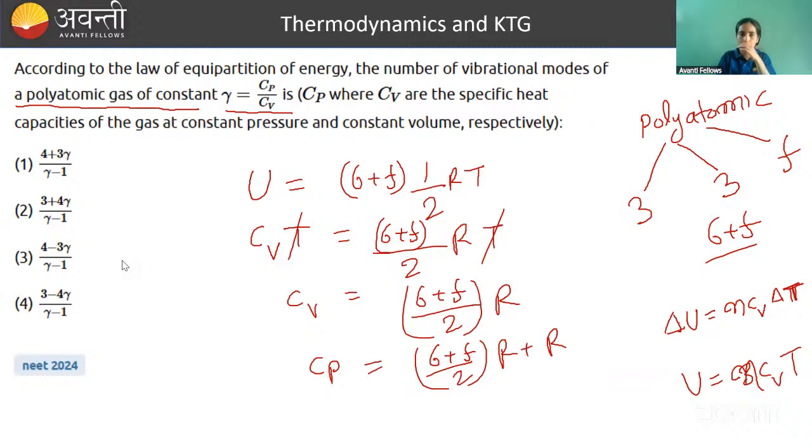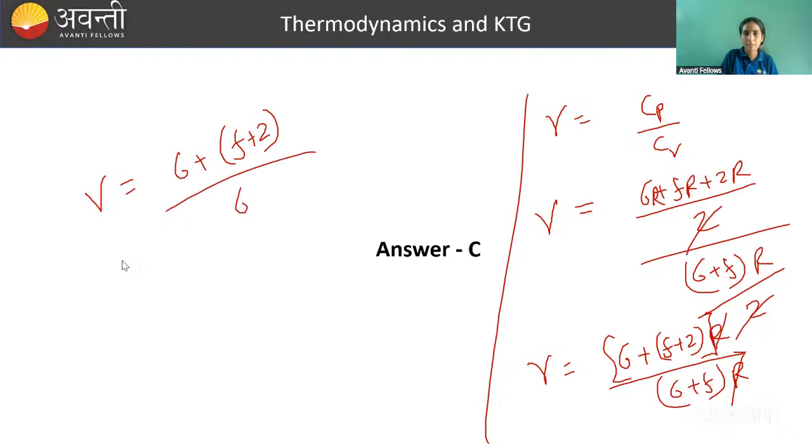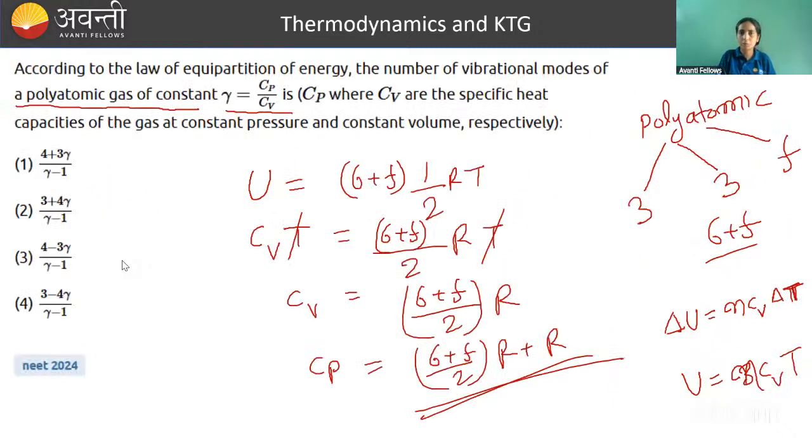Okay, हमने कहीं कुछ गलती जरूर किया है जो कि यहाँ पे किया हमने add करने में, ठीक है? So यहाँ पे ये भी 6R होगा, right? So here this whole will look like this. R will get cancelled. So gamma is equal to 6 plus F plus 2 divided by 6 plus F. Now you can easily solve it and calculate F in terms of gamma. Okay, so that is what is done in this question.